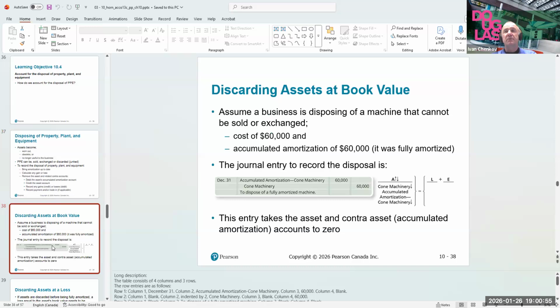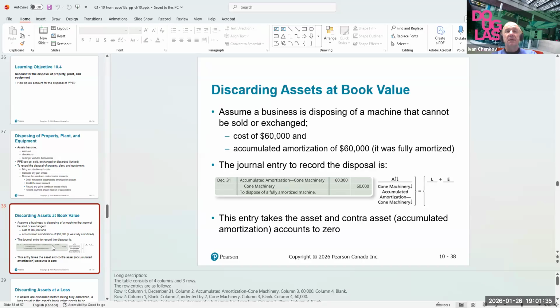So let's see the first example. We discard the asset. What that means is we amortize the asset up to the amortizable amount. Let's say our cost of the asset was 60,000. Our accumulated amortization is 60,000. The asset is fully amortized. So what we have to do, we have to just remove the asset from the books first. Since the asset is a long-term asset and sitting on the debit side on the balance sheet, we have to credit it with the same amount. So that's why we're crediting machinery with 60,000.